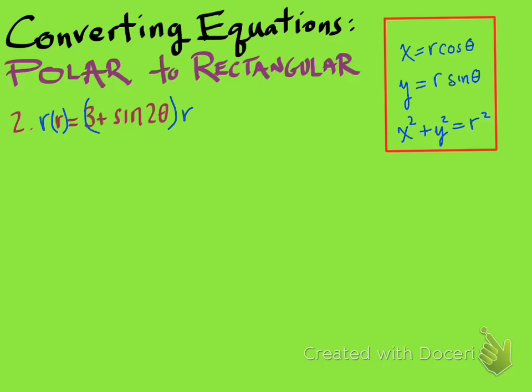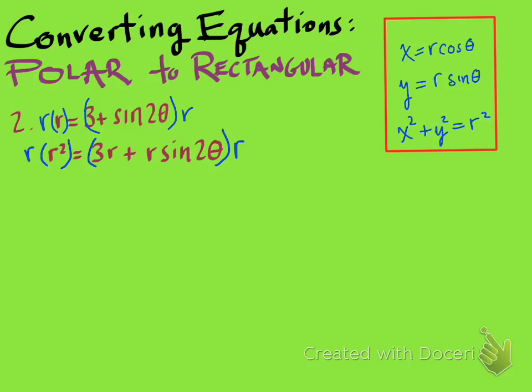When I multiply everything by r, what I get is r squared on the left equals 3r plus r sine 2 theta. Well, okay, sort of good. I got the x squared plus y squared possibility over there on the left-hand side of the equation, but I'm not really sure what to do with this 3r and the r sine 2 theta. I would rather have an r squared than an r, right? So let's try doing this again.